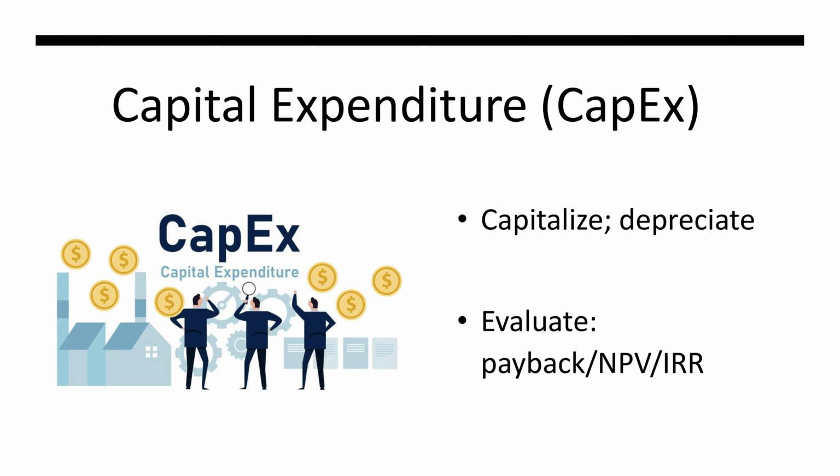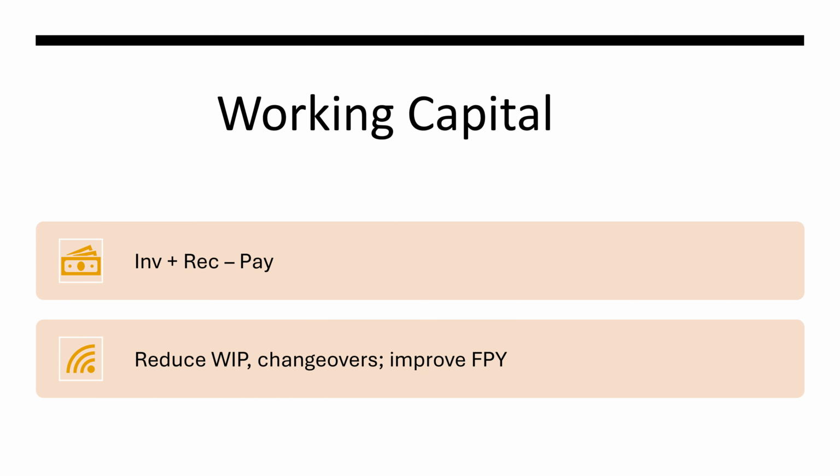Now let's move on to working capital. Working capital is the cash tied up in inventory plus receivables minus payables. As a supervisor, I influence it daily. I reduce work in process by improving flow, cut cycle times by reducing changeovers, and limit overproduction through level scheduling. Better first pass yield and fewer defects lower the inventory we need to cover uncertainty. These operational moves free cash without cutting capability.